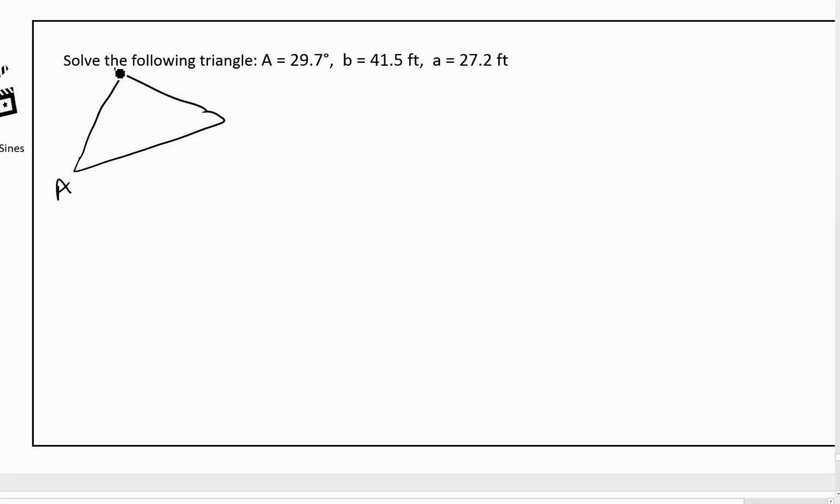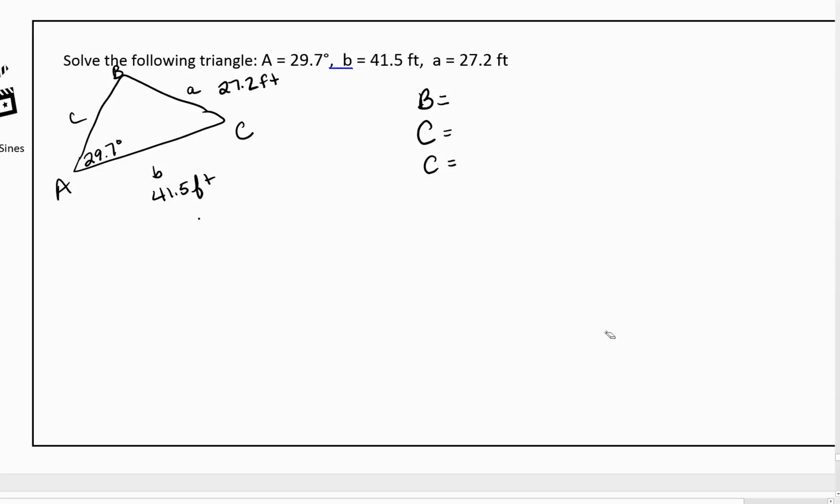So label your angles A, B, and C. Little a, little b, little c. So A is 29.7 degrees. B is 41.5 feet. And little a is 27.2 feet. So we need to find big B, big C, and little c.